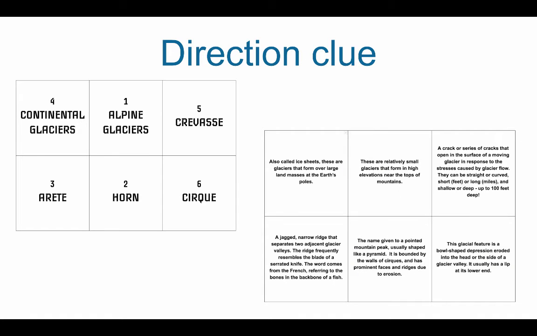For the direction clue, the 6 glacier terms should be cut out and hidden in the room. The single sheet of definitions should also be hidden in the room. Once the glacier terms are matched to the definition sheets, the directions in order 1, 2, 3, 4, 5, and 6 will give them their directions for the direction lock. Down, left, up, right, down.